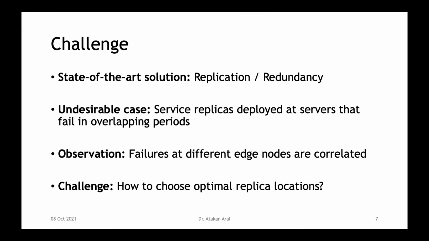So this observation actually destroys my replication solution, right? Because it doesn't matter if I have 1 replica or 3 replicas if all of them fail at the same time. And the challenge is how can we choose optimal replica locations, or it doesn't have to be optimal, or better, let's say better replica locations, so that this undesirable case can be avoided. So this is the main challenge I will talk about.